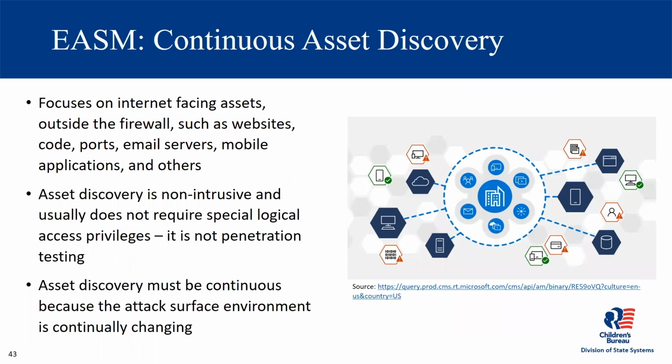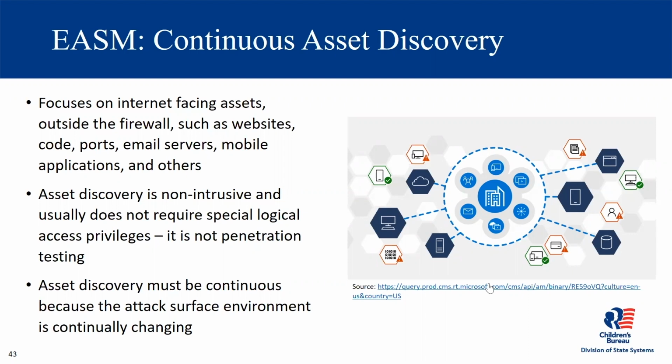So as I mentioned, what EASM does, it focuses on your internet-facing assets. Those are outside your firewall: websites, codes, ports, email servers, the whole variety of things that may be internet-facing for your organization. And if you look over at the graphic on the right, if you think of that area in the lighter blue as your traditional assets you have within your firewall for your organization, those are all being managed by you today. And then you have other assets that are internet facing, and those are shown in dark blue. And you know about those and you're managing those actively.